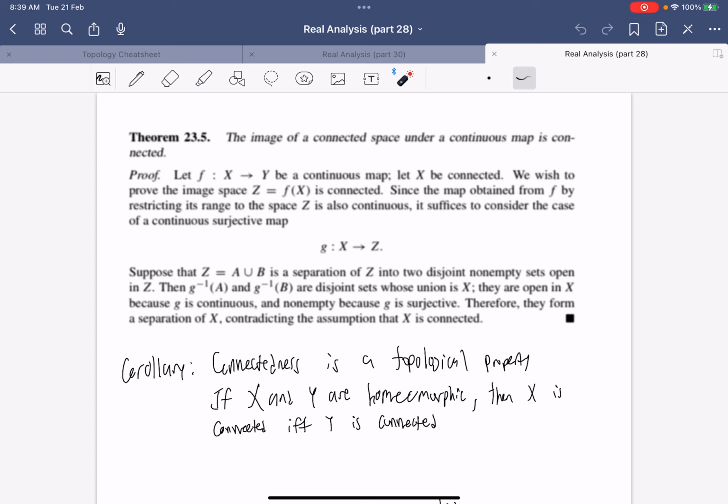We can suffice to consider the case of the surjective map first, because it doesn't really affect it. Let's suppose that Z is not connected, meaning you can find a separation. Then you can take the pre-images of this separation, A and B, and they'll be disjoint in X, and the whole union is also X. Because g is continuous, these will be open in X, and therefore they will form a separation of X, contradicting the assumption that X is connected. And so the image of a connected space must be connected.